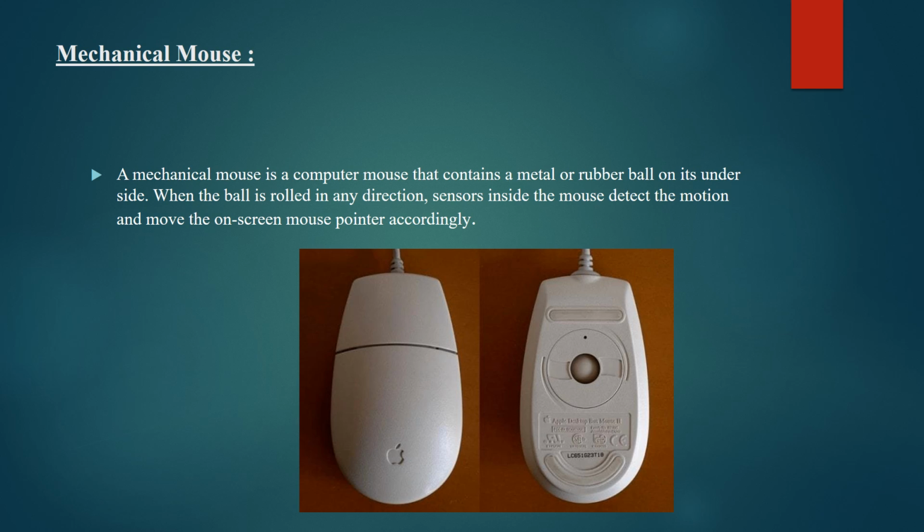Mechanical mouse. A mechanical mouse is a mouse that contains a metal or a rubber ball on its underside. When the ball is rolled in any direction, sensors inside the mouse detect the motion and move the on-screen mouse pointer accordingly.